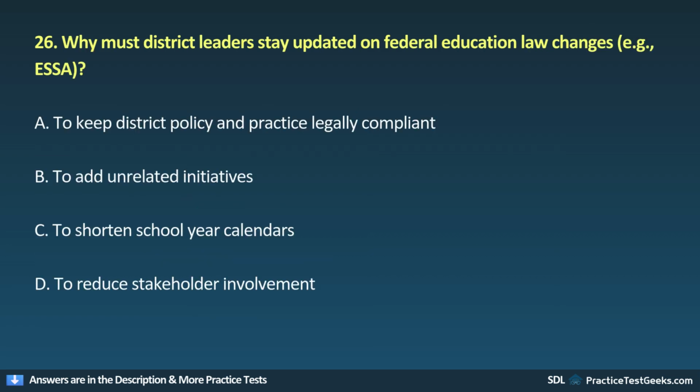26. Why must district leaders stay updated on federal education law changes, for example ESSA? A. To keep district policy and practice legally compliant. B. To add unrelated initiatives. C. To shorten school year calendars. D. To reduce stakeholder involvement.